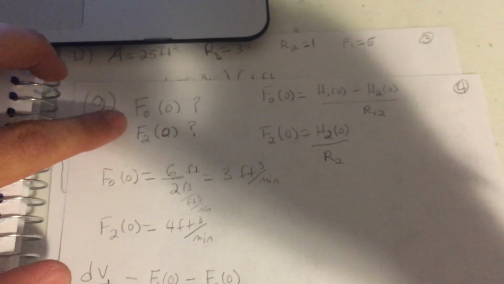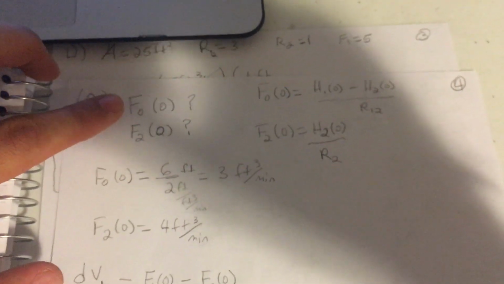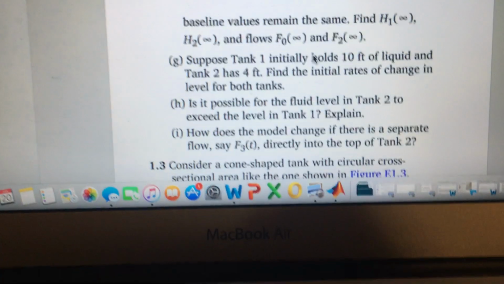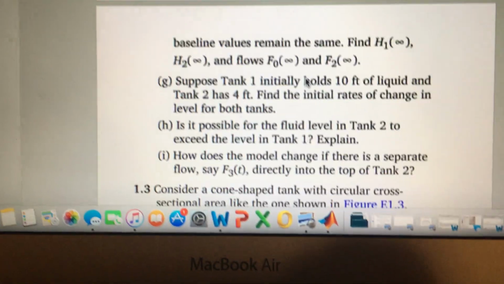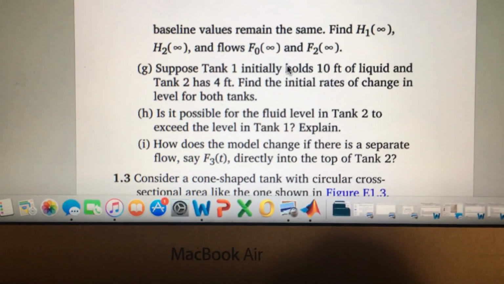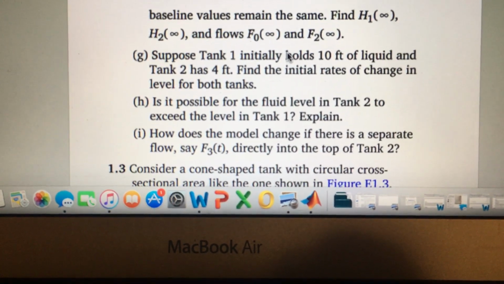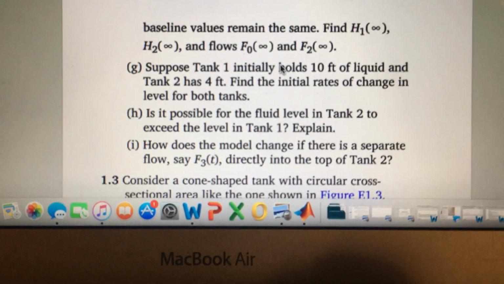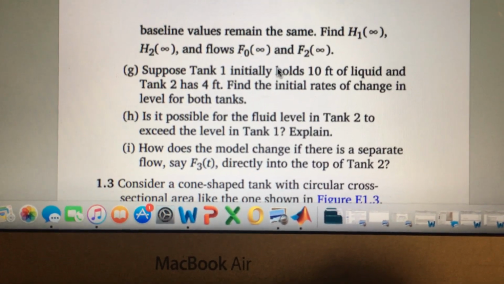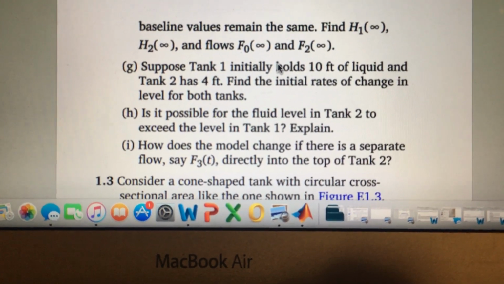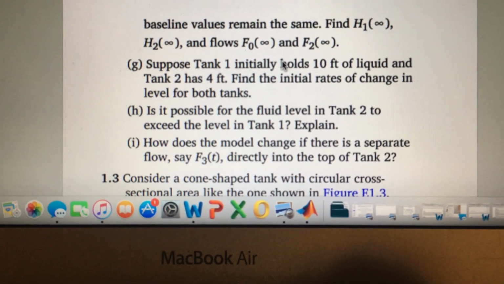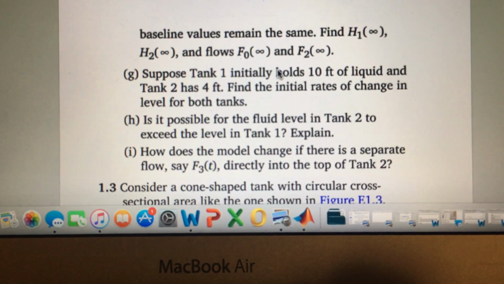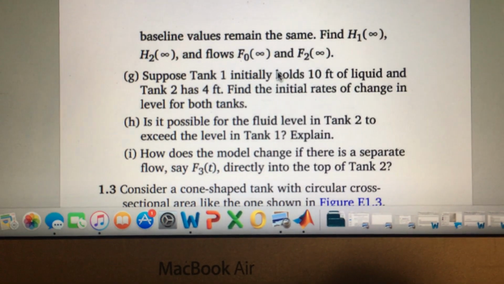So what you have here is FOs, what they're asking. This is part of the problem: sometimes we'll read these questions and you're like, I'm not really sure what you want. Suppose tank 1 initially holds 10 feet of liquid. Suppose tank 2 has 4 feet. Find the initial rates of change. What are you asking for? What they're asking for is the change in volume over the change in time of both tanks. So the dV1 over dt and the dV2 over dt is what they're asking for.